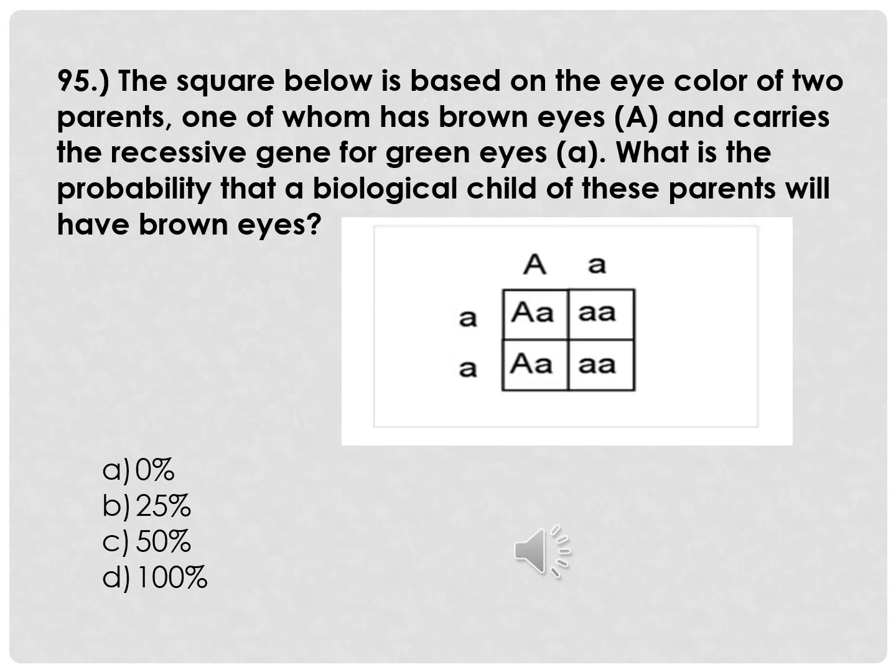The square below is based on the eye color of two parents, one of whom has brown eyes, denoted by capital A, and carries the recessive gene for green eyes, denoted by lowercase a. What is the probability that a biological child of these parents will have brown eyes? If we look at our Punnett square, we can see that 2 out of the 4 squares have an uppercase A, which is the gene for brown eyes. So our answer is C, 50%.